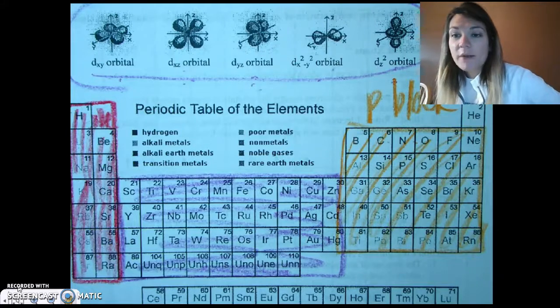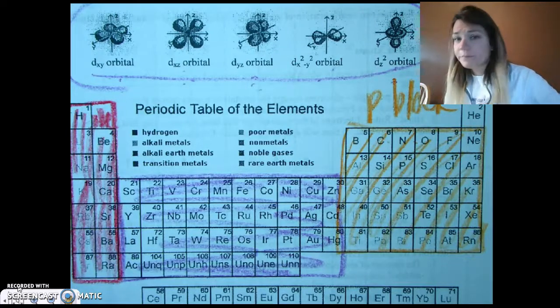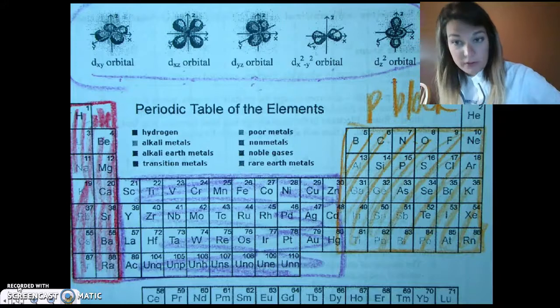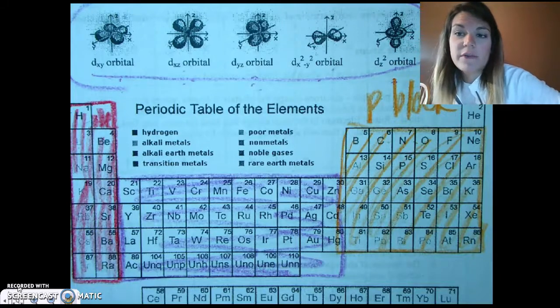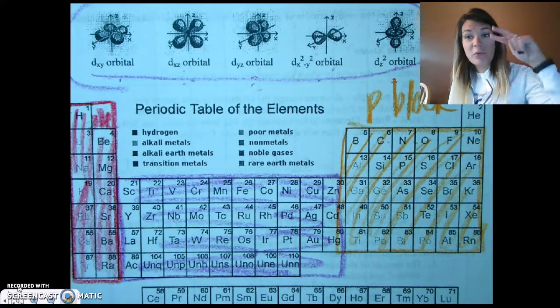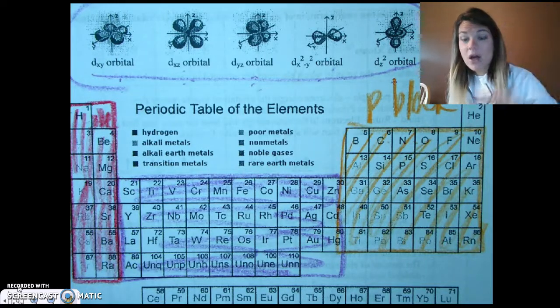Okay, so that's it for orbitals. We'll talk a little bit more about the orbitals when we start doing electron configuration and orbital notation, which takes Niels Bohr's Bohr models one step further.